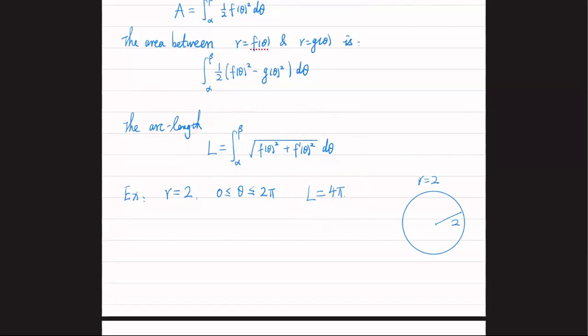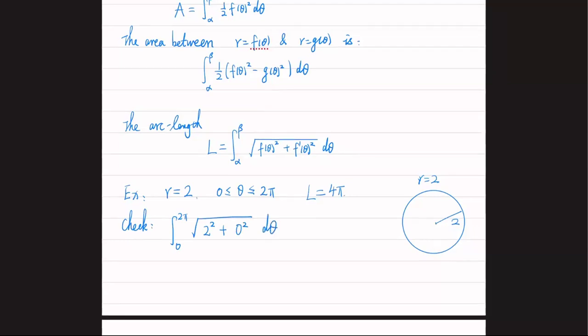Let's check our formula. From 0 to 2 pi, the square root of f squared, f is 2, so it's 2 squared. The derivative is 0. Then we get 4 pi, so what we expected.